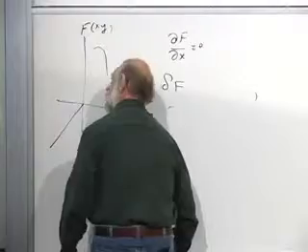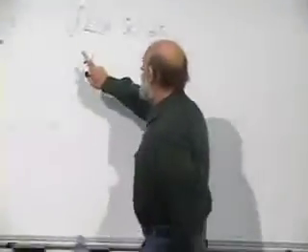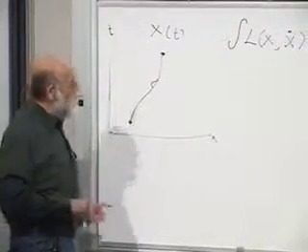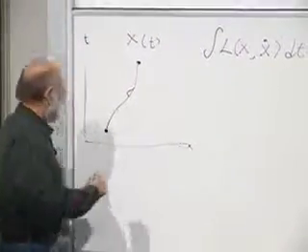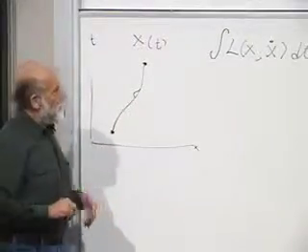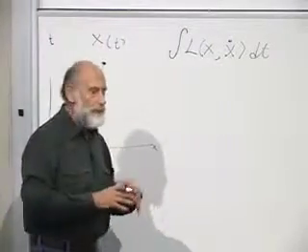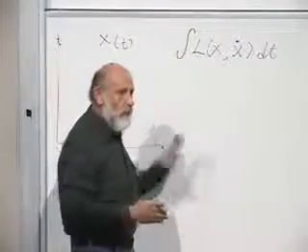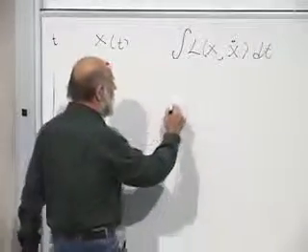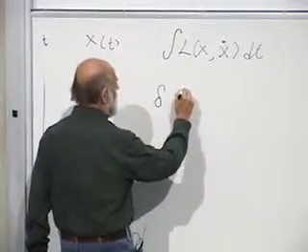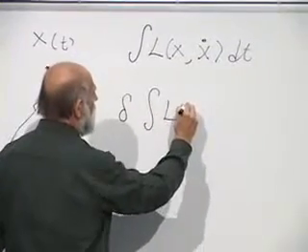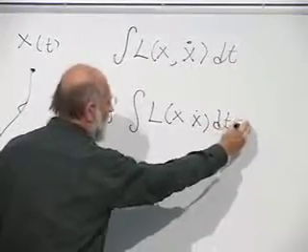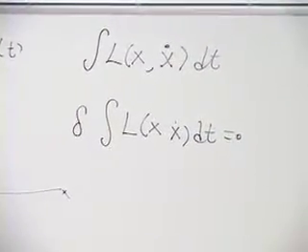So in the same manner, if we're looking for the minimum of the action, what we want to do is explore nearby trajectories. We think we have a solution. This is supposed to be a solution. We want to explore nearby trajectories and require that the change in the action is 0 when we make a small change in trajectory. Let's just write that the variation of the integral of L of x and x dot dt is equal to 0 when we change the trajectory a little bit.